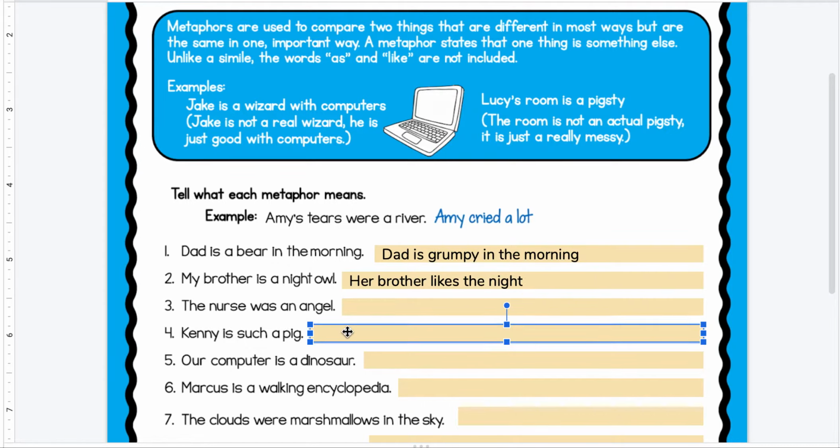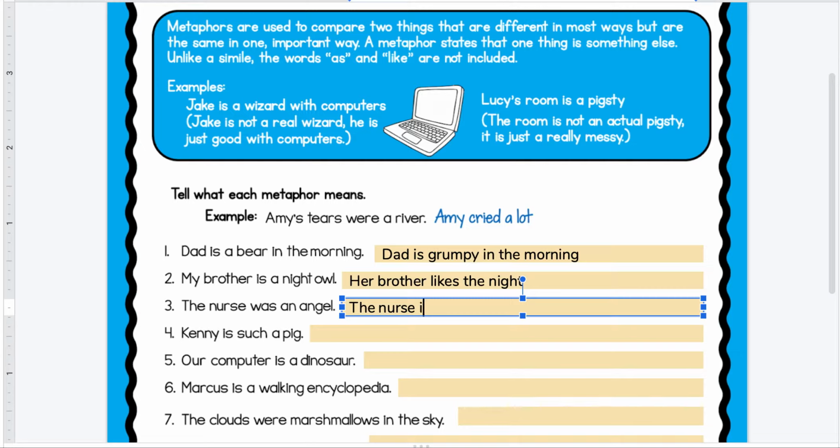The nurse was an angel. So the nurse, I'm comparing a nurse to an angel. What do you think of when you think of an angel? Angels might be nice, caring, compassionate, whatever. Any positive quality would work here. So the nurse was or is very kind or helpful, right? Any positive quality would really work for number 3. This one's a little more open-ended.